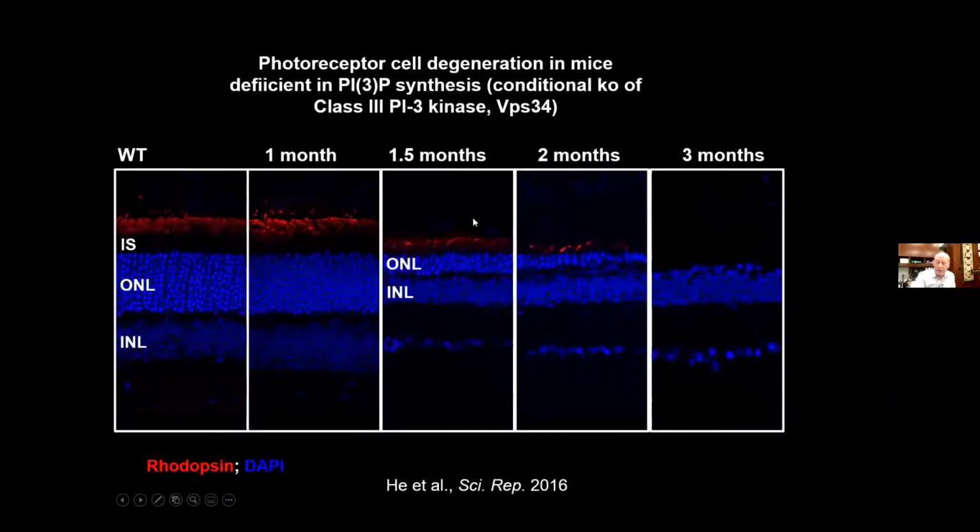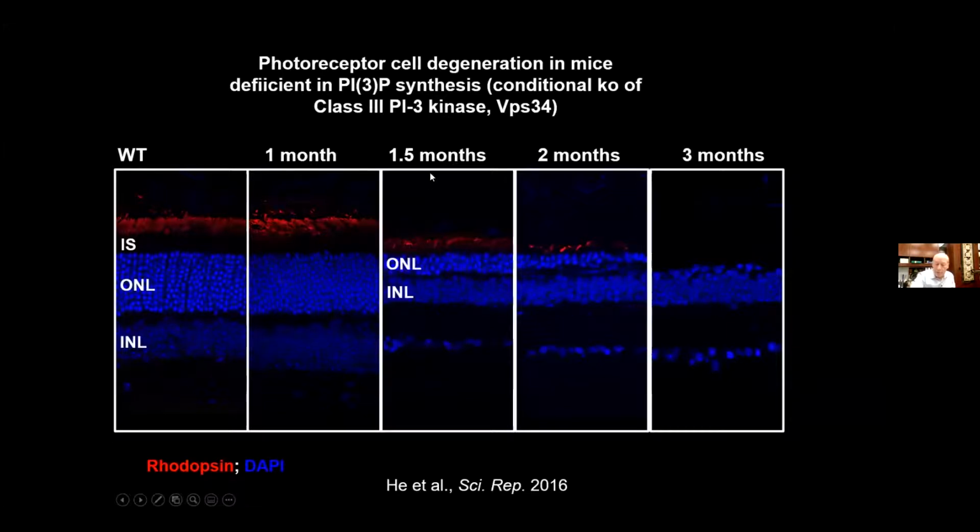In the case of the VPS34 knockout, there is a degeneration. Now the outer segments form. So in the early stages of development, you form what looks like a fairly normal retina. There's a few aberrations in membrane structure, but rhodopsin is properly transported to the outer segment, so you don't need PI3P to transport rhodopsin to the outer segments. You don't need PI3P to form outer segments, as has been previously suggested. You can form it just fine, but very quickly the cells begin to degenerate.